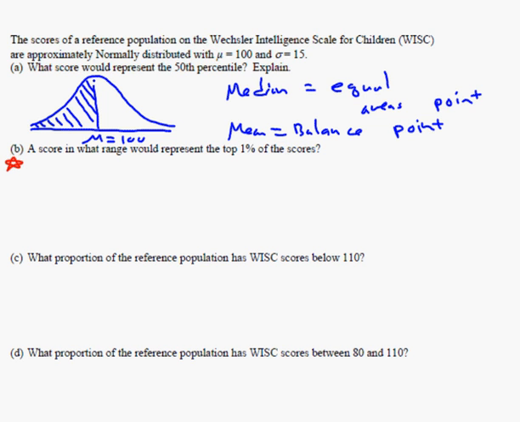So a score in what range would represent the top 1% of scores? And this is obviously where we all desire to be. We want to score well on our measures of intelligence. So here's our normal distribution. And we want to be in the top 1%. That means you want to be in this upper tail, and only 1% of the population is going to be there, or 0.01 as a decimal.